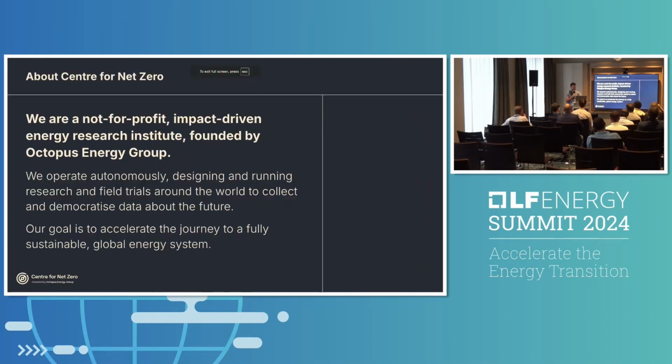Cool. So Centre for Net Zero, we're a research institute founded by Octopus Energy Group, which is one of the biggest energy retail companies in the UK. We're kind of autonomous, so we don't do commercially based research. We mainly focus on designing and running research and field trials with Octopus Energy's customer base, but also doing modelling projects to model the future energy system, which is mine and Sheng's team. Our goal is to accelerate the journey to a fully sustainable global energy system. Probably the same goal as most of you guys.